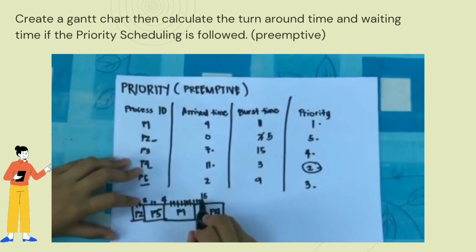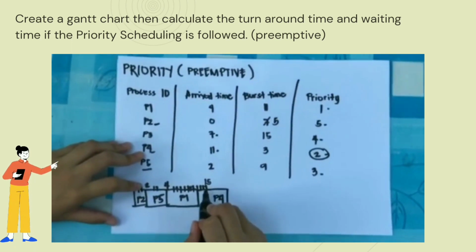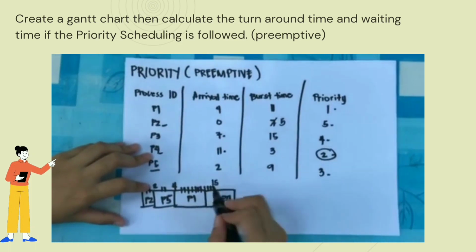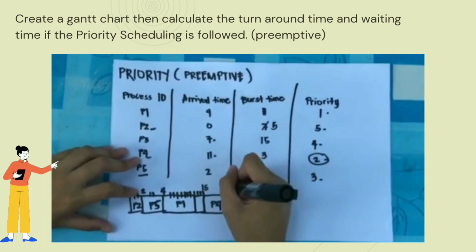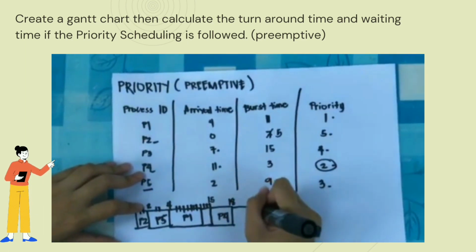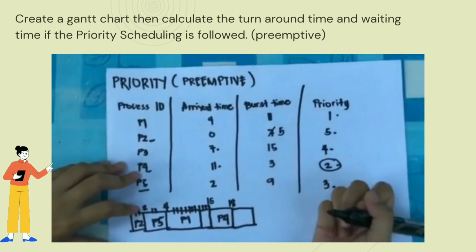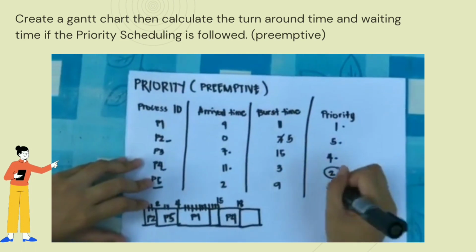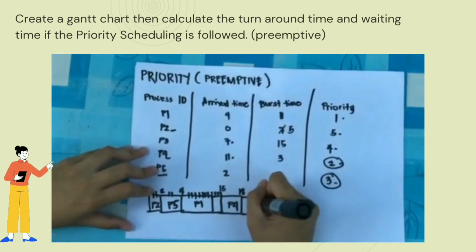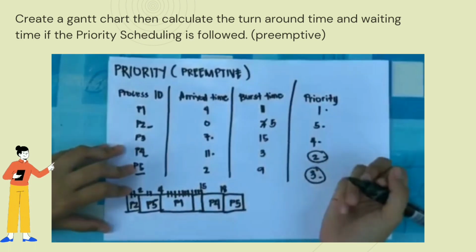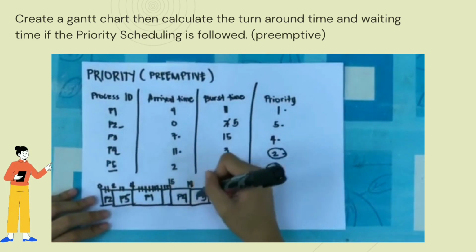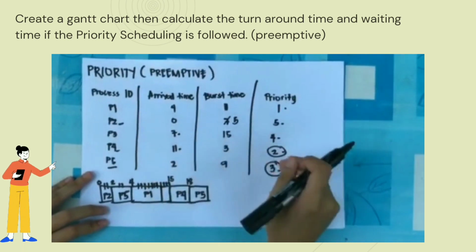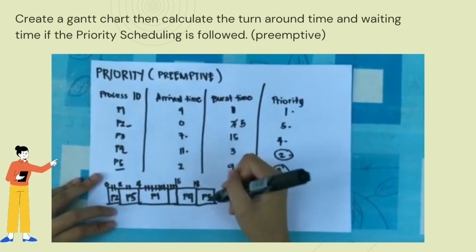Ngayon, yung completion time ni P1, i-add natin sa burst time ni P4. So, 15 plus 3 is 18. Ang next naman na priority is si P5 dahil siya yung pang 3. So, 15. Ngayon, ang next naman kay P4 ay si P5 dahil meron siyang priority na 3.